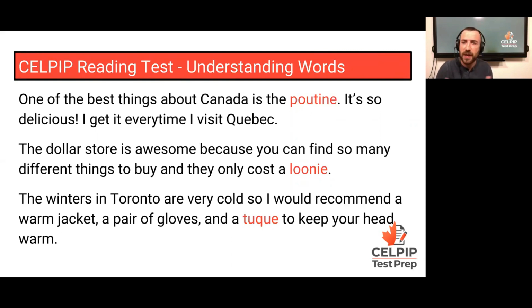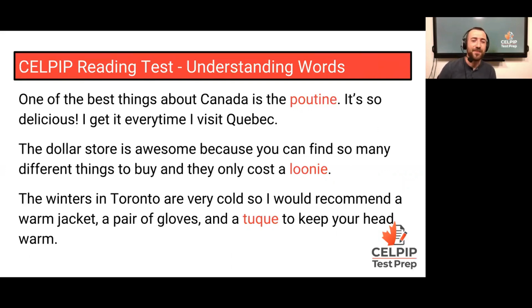Similarly, for a term like loony, you might think, what's that? I'm not quite sure what a loony is. Is loony how you describe somebody? Is loony a thing? But in this sentence, the dollar store is awesome because you can find so many different things to buy and they only cost a loony. A dollar store implies that everything there is $1. So if everything is $1 and it only costs a loony, maybe a loony is $1.